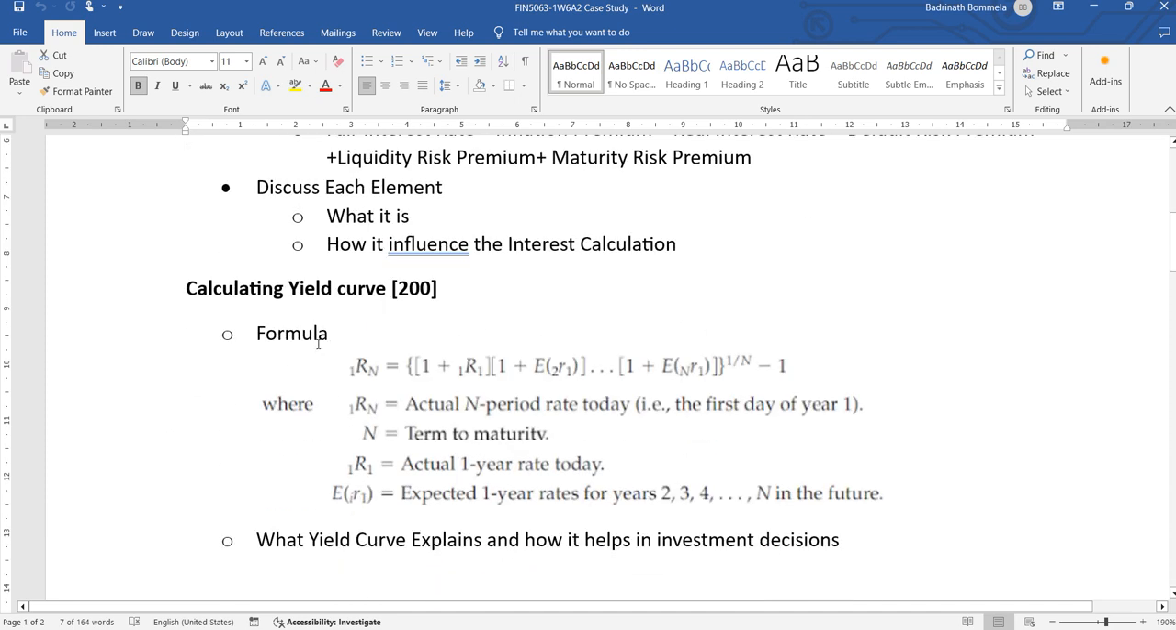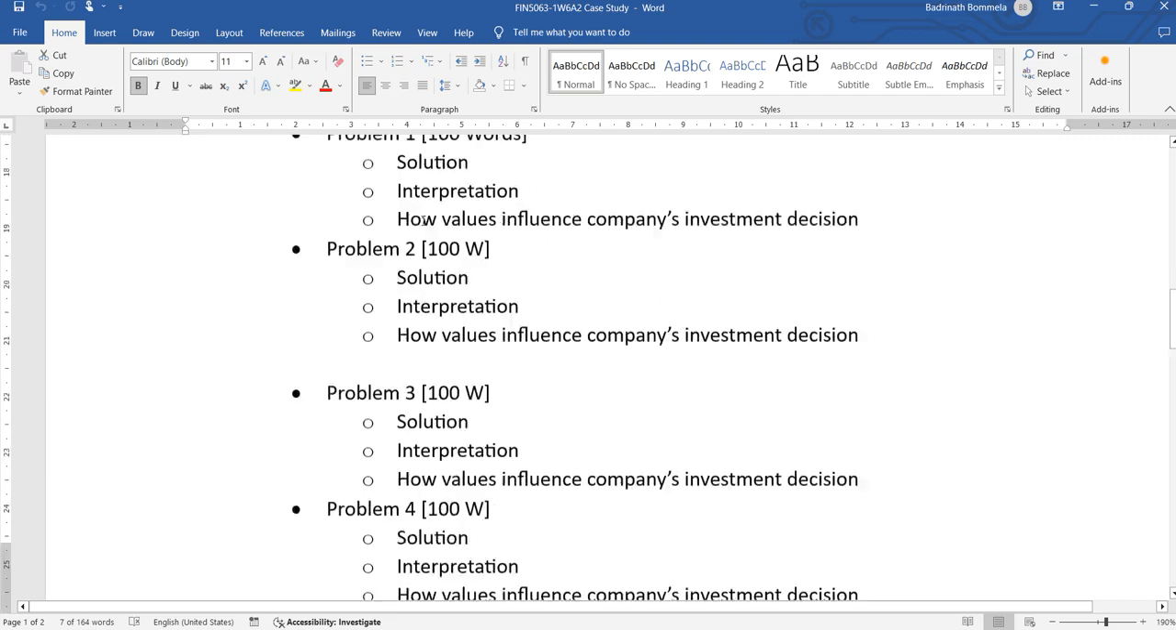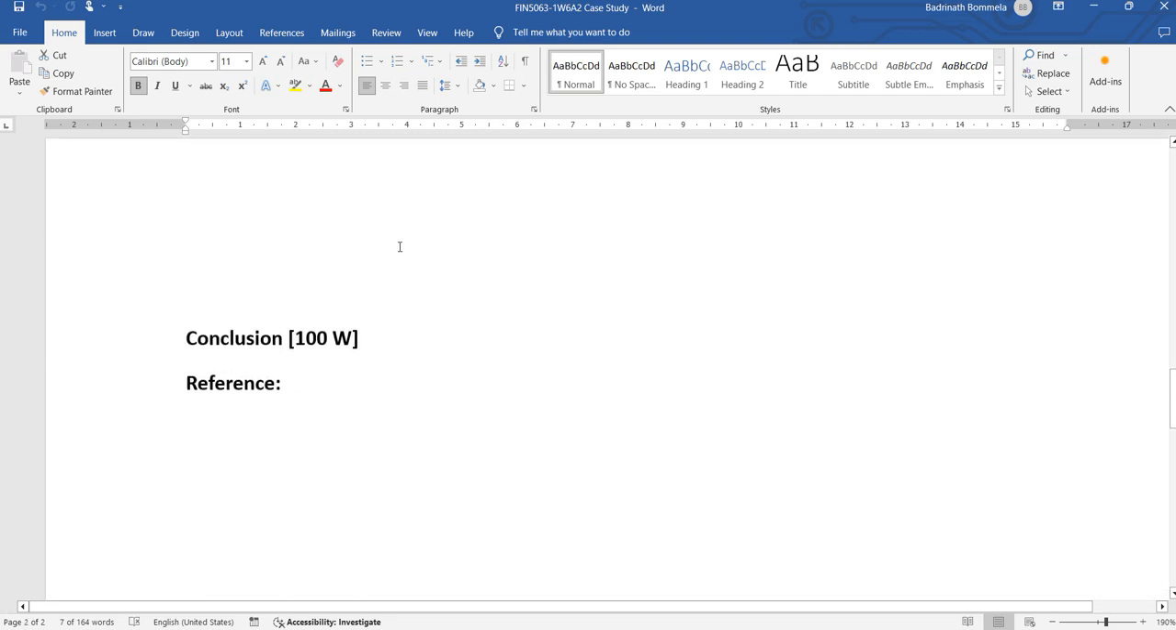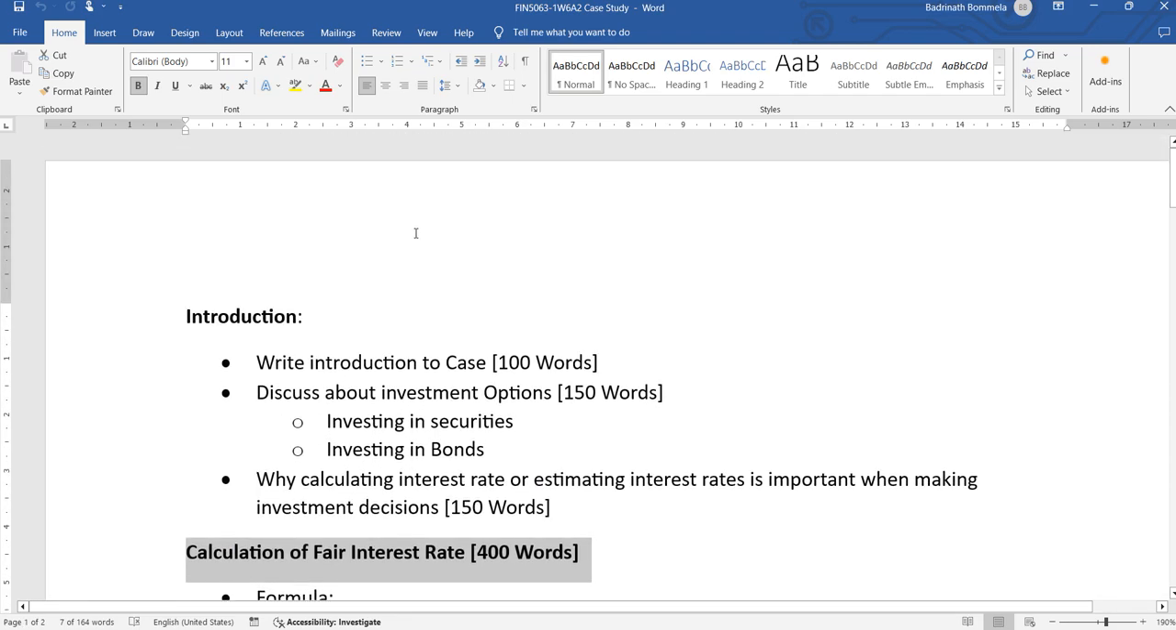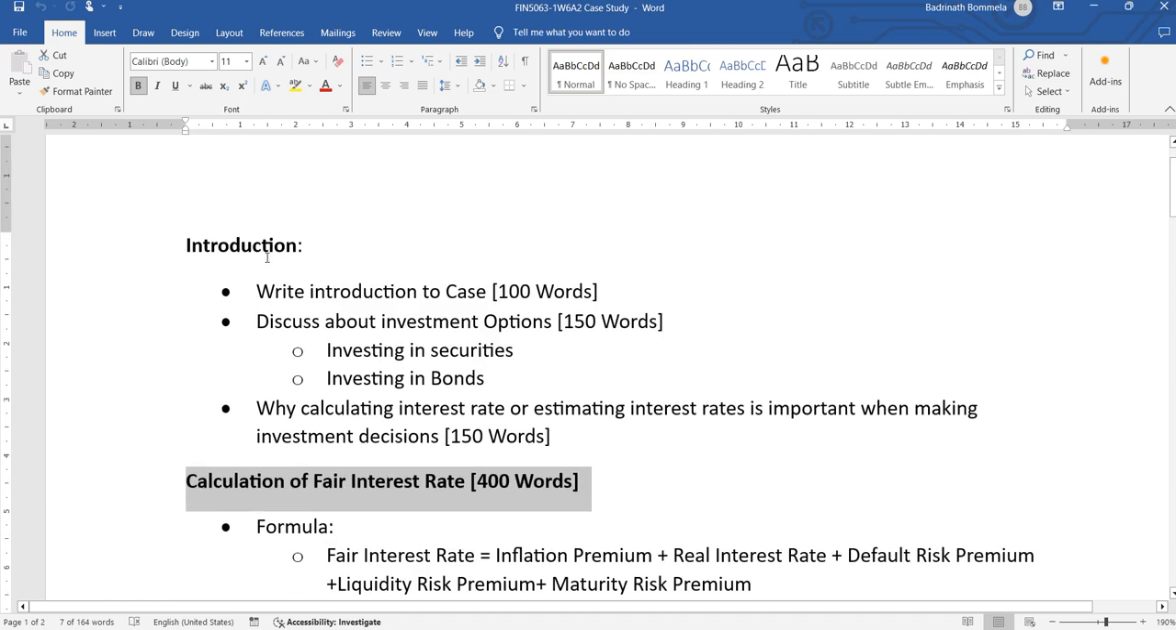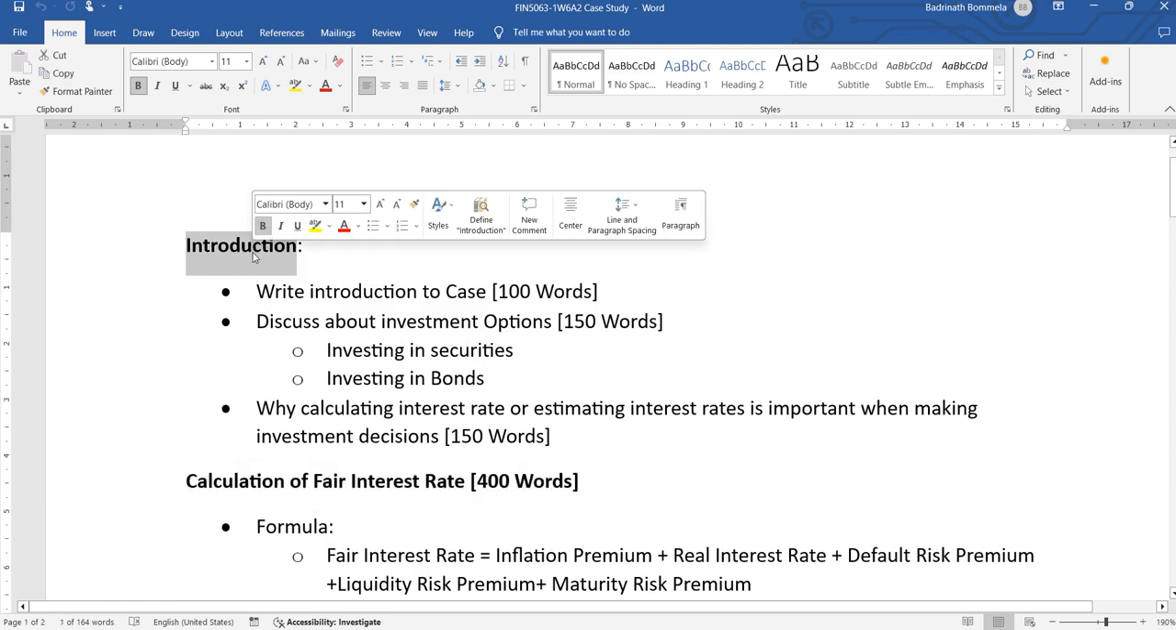Then for both the values, we will be creating a yield curve. So these two values we will be calculating. Based on the calculations, we will be providing solutions, interpretations, and conclusions. So let me start explaining the document. The first section is the introduction section.